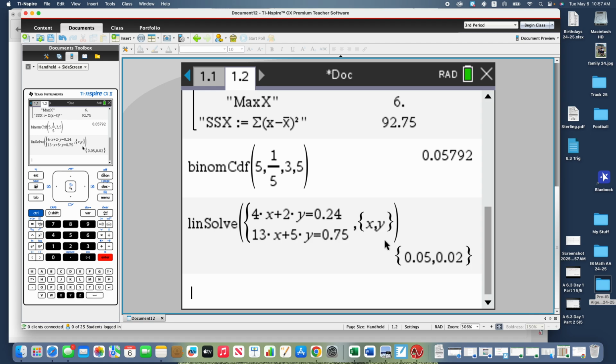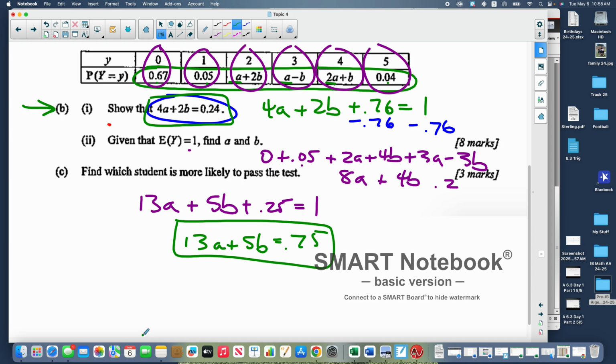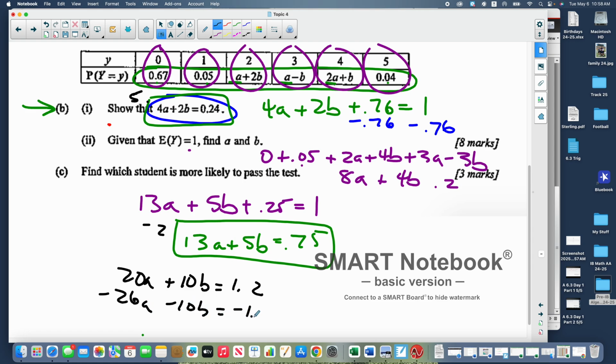Now, if it was locked, where else could I go? What else could I do with this? Could we go graph it? You could go graph it. You could use elimination and substitution, which is not too bad. So if I did that, I would probably multiply this one by 5 and this one by -2, because that would give me 20a plus 10b equals 1.2. Multiply by 2 there, get -26a, -10b equals -1.5.